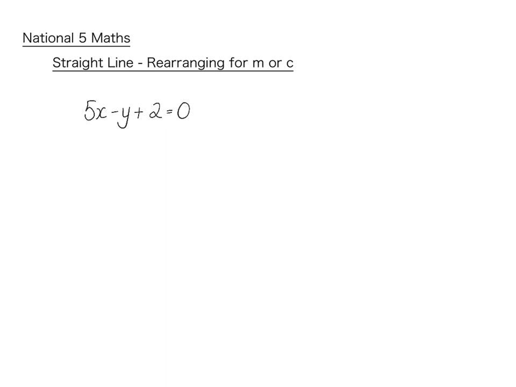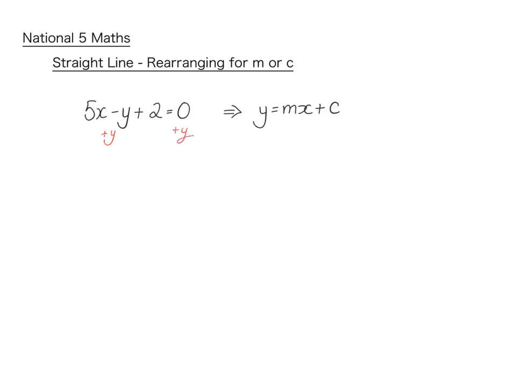So this one's a pretty straightforward one. What we're doing is aiming towards y equals mx plus c. To do this, we need to rearrange this a little bit. We need on one side of our equation to just have the y, and on the other to have everything else. In this case, because our y is negative, it makes sense to move the y. So add the y to both sides; we're going to add y over here and add y over here.